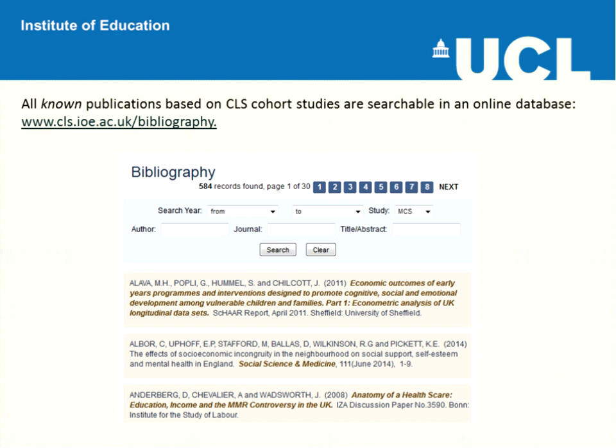If you go to the bibliography and say study MCS, you will find the almost 600 papers that have been published so far using Millennium Cohort Study data.